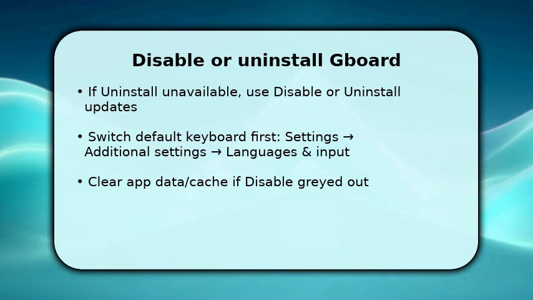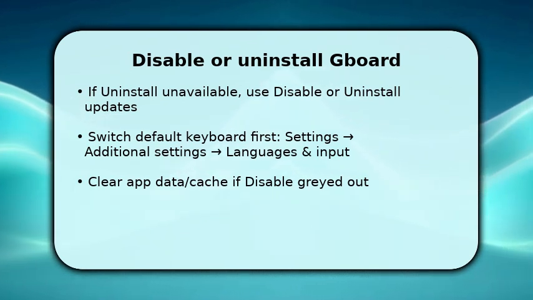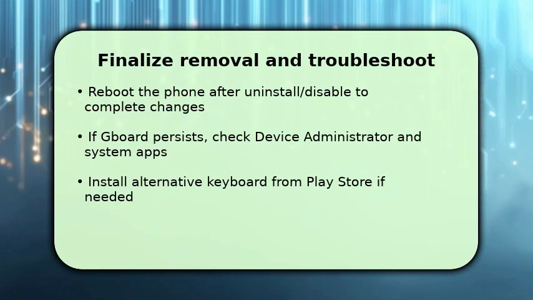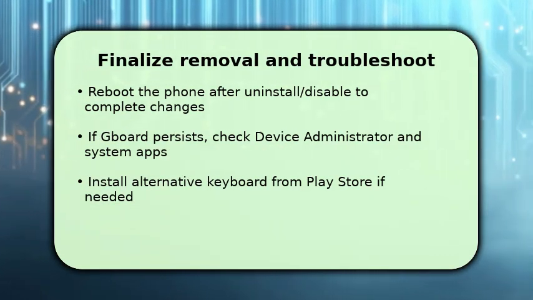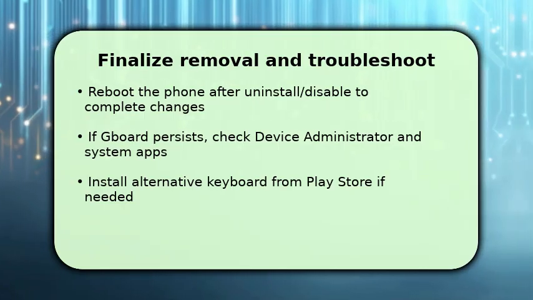Once you uninstall or disable Gboard, reboot your phone so MIUI finalizes the change and the new default keyboard activates. If Gboard reappears, inspect Device Administrator and System App Permissions.